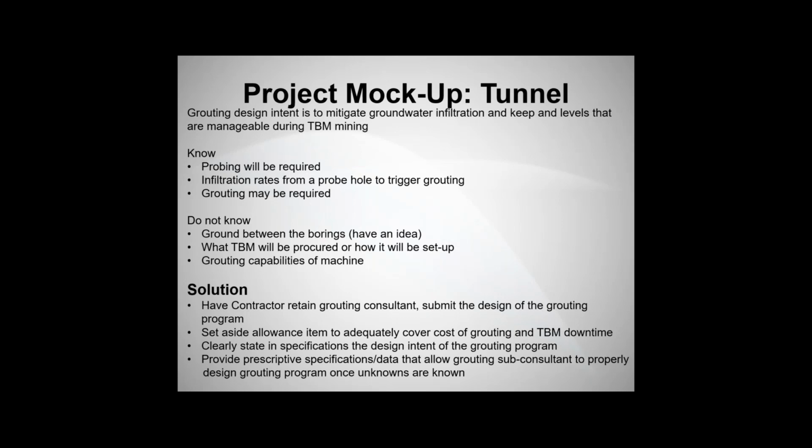Now, what we've done is that we're going to set aside an allowance item to cover the cost of the grouting, but also the TBM sitting there, because the TBM excavation is just about always on critical path of the project. And so you need to account for that cost when you're setting aside your allowance item.